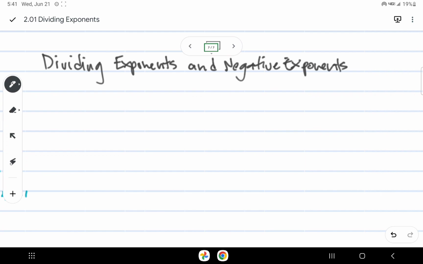So now, let's start with the formulas. Negative exponents. Let's say we have x to the power of a. Remember that x is the base, and the a is the exponent.